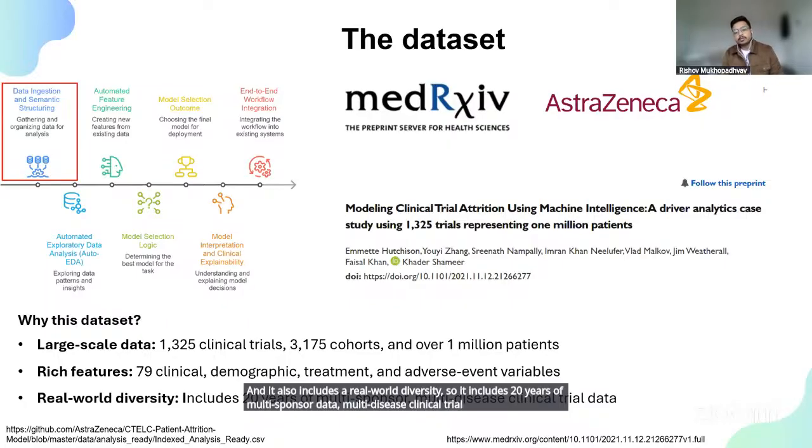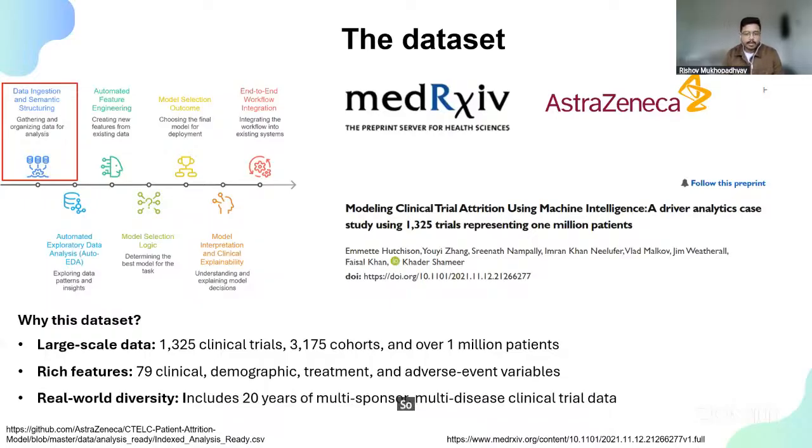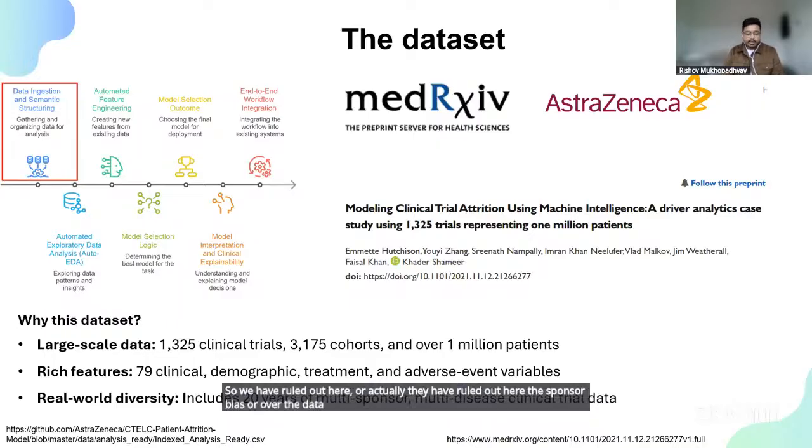Now, why is multi-sponsor important? Because if a project is sponsored by a company, then the company would definitely want it to be successful. So we have ruled out here, or actually they have ruled out here, the sponsor bias over the data. And they have made this data very clean and ready to analyze on GitHub. So you can also download it on GitHub.